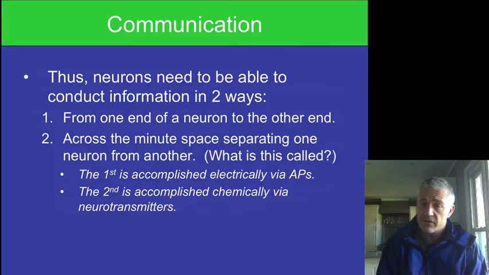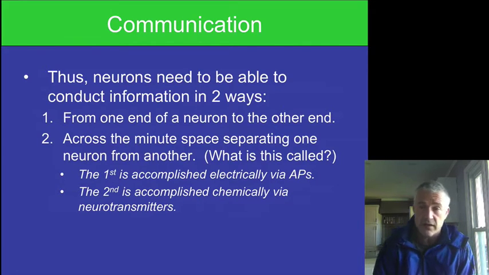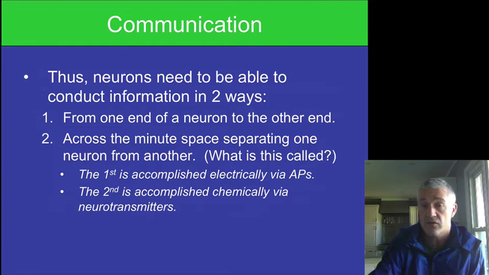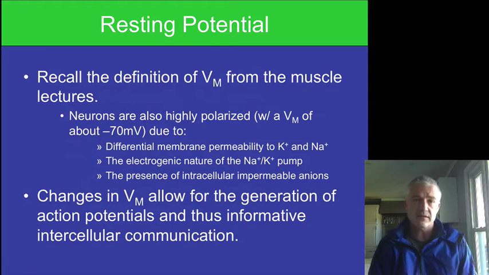So for the first question, we're going to talk about action potentials and how we're dealing with those, either graded or action potentials. And then for the other one, we'll have to worry a little bit about these neurotransmitters that are moving across the synapse. So very similar to muscle cells, there is a resting potential on these nerve cells.